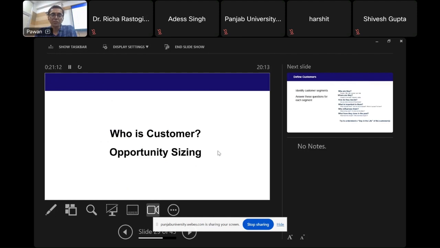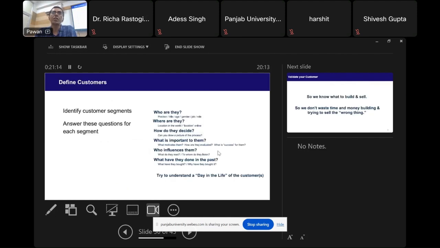Then the second part was, who is your customer? How do you define them? Now, they could be defined in various ways. Demographic features like age, education, income, gender. Then location, where they live: urban, rural, cities, villages, hills, plains, India, Russia, developed countries, underdeveloped countries, those kinds of things.